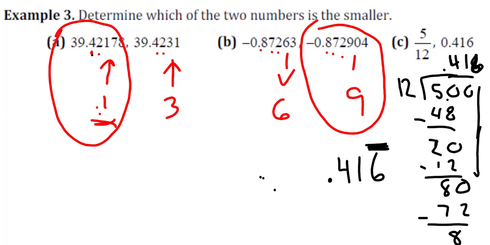So we have to determine which one's smaller. Well, when the 6 repeats forever, that makes this number a little bigger. So this would be the smaller of the two numbers. But again, the calculator will make really short work of all of this.